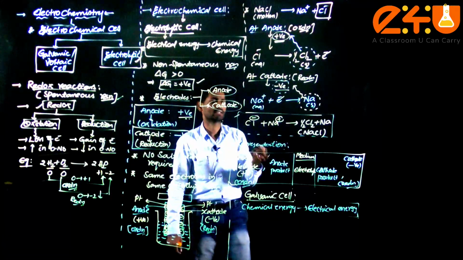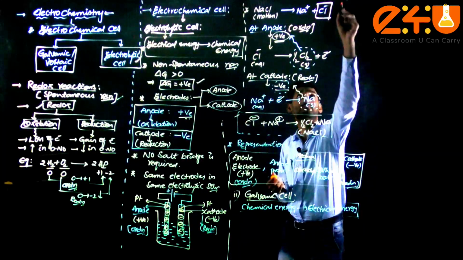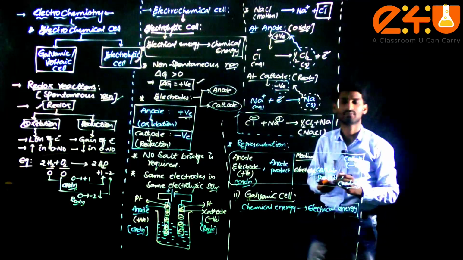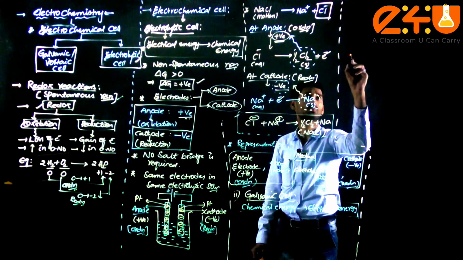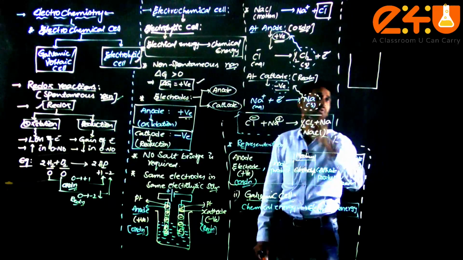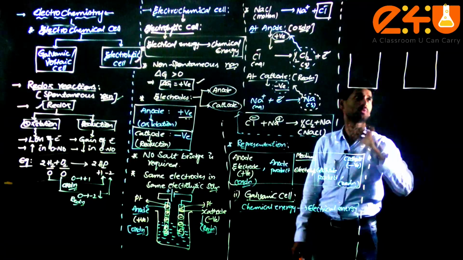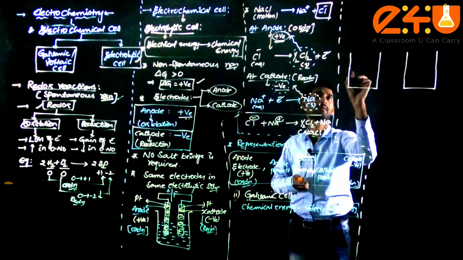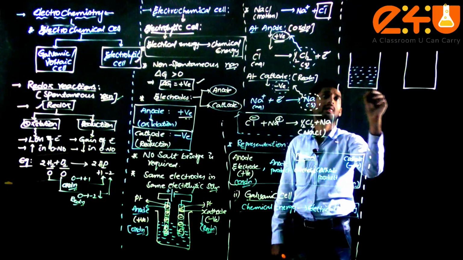How to represent it? Here also we are going to consider the same. How to represent the galvanic cell, and what is the anode, what is the cathode, everything we can start now. Now two electrodes I am taking, dear students. In the two beakers I am taking some solution. What type of electrolytes are we using? I'll explain.